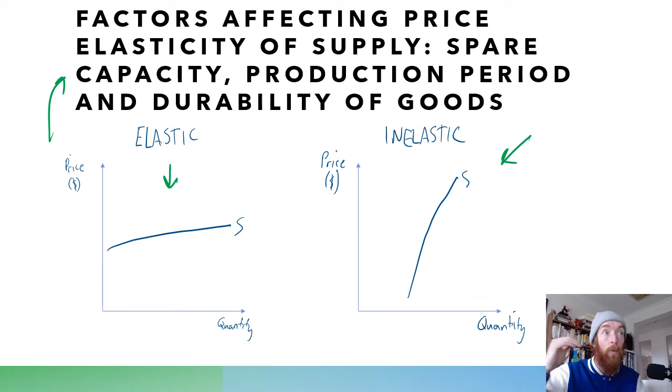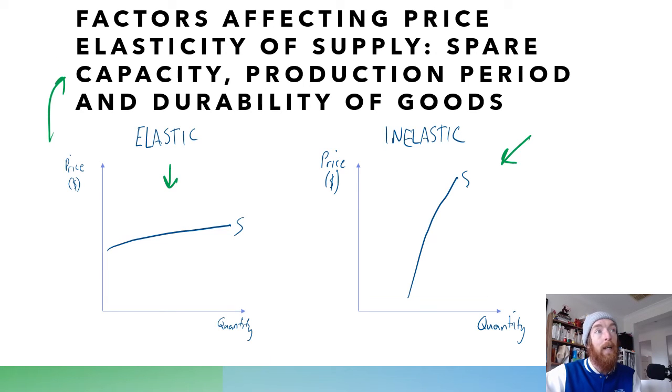Production period. If something's really quick to make, it's going to be more elastic because if the price goes up, you can supply a lot more. If something takes a long time to make, it's going to be inelastic because you can't respond to price changes quickly. Example, fruits and vegetables: if the price goes up, you've still got to grow them. That's going to take months. It's going to take a long time to do.